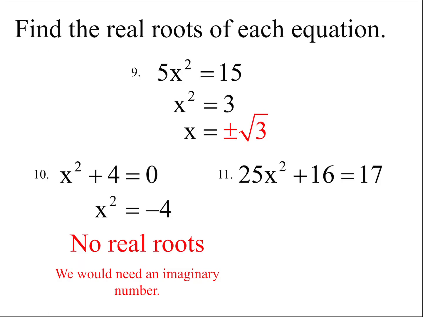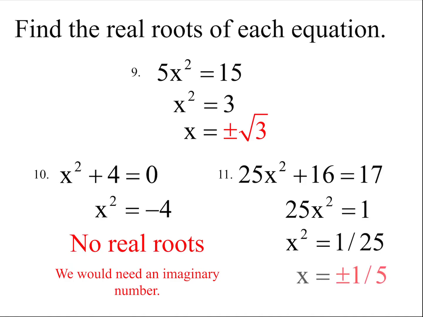And then what about for something like this? I would subtract 16 from both sides, and then I would divide both sides by 25. Then I would take the square root of both sides, and get plus or minus 1 over 5. And that's, again when we're solving quadratics, one of the reasons why we have 2 possible solutions.